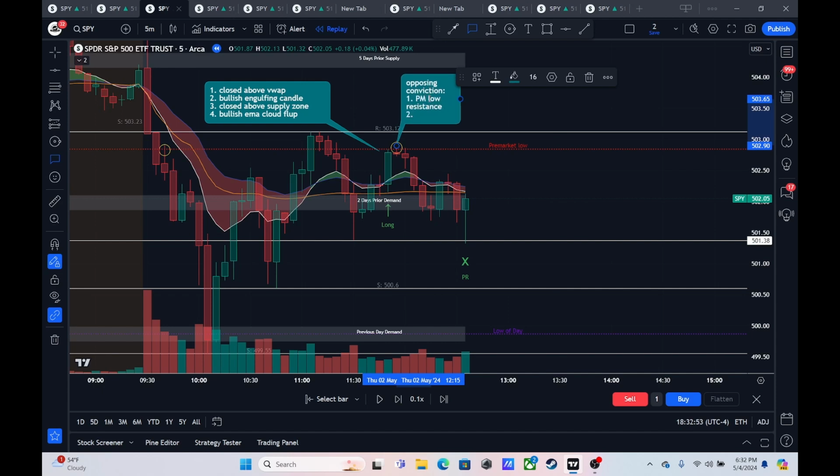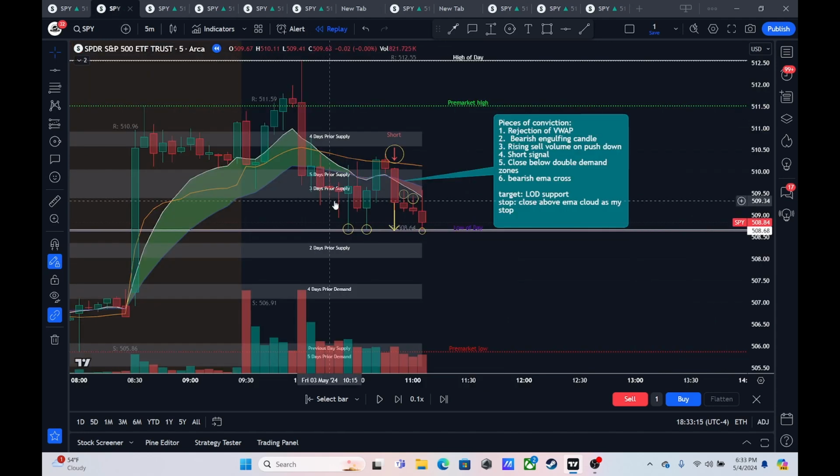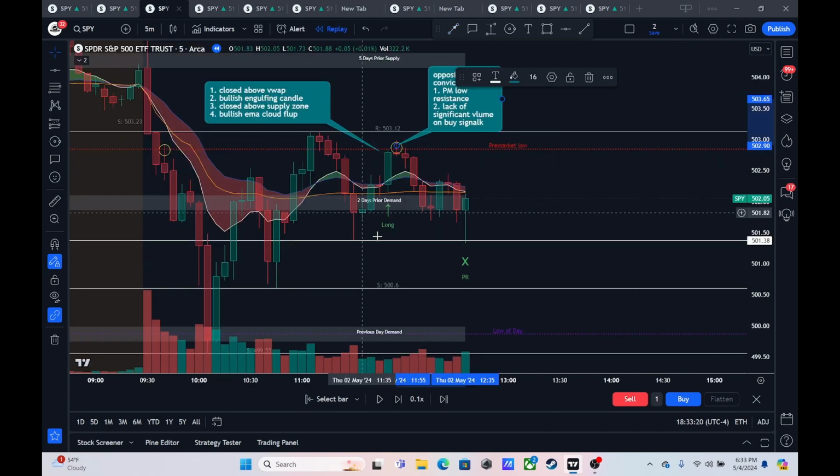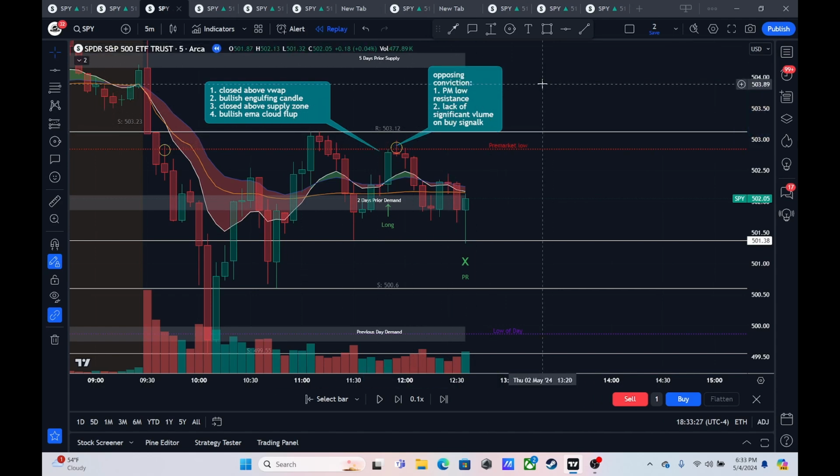Okay, number 2 is chopping. Actually, you know what? There's not really too much chop here. This is not bad. I would say the main thing is pre-market low resistance, and then lack of significant volume on buy signal, right? If you look at the volume here, it's nothing out of the ordinary. Whereas when we look at the previous signal here, you can see a pretty visible increase in volume. Where here it's really very similar. There's not anything too crazy there. And really the main thing here is this pre-market low resistance.